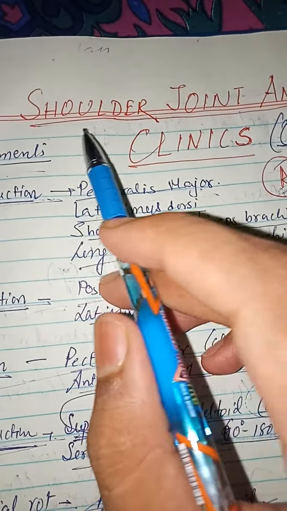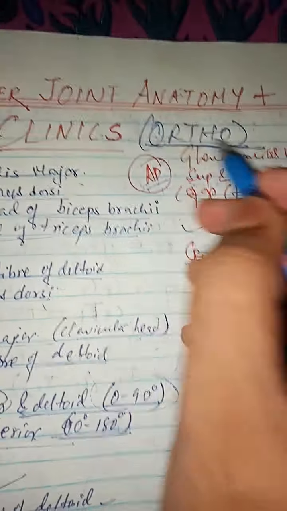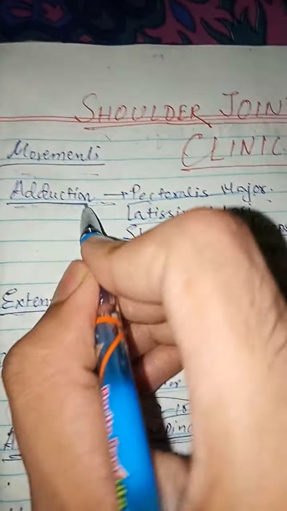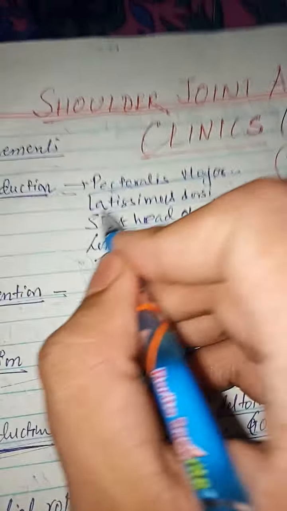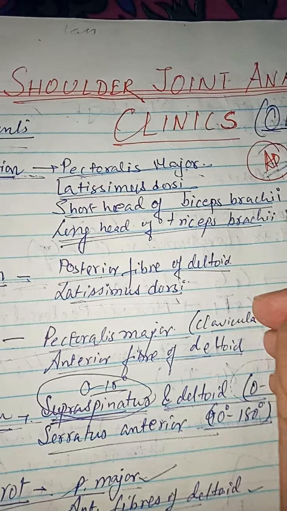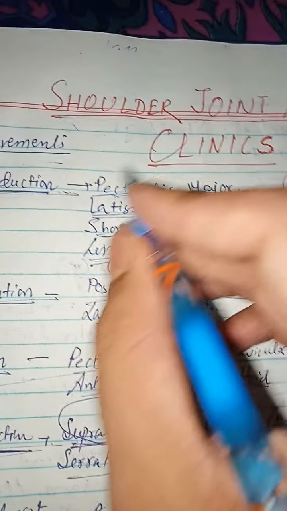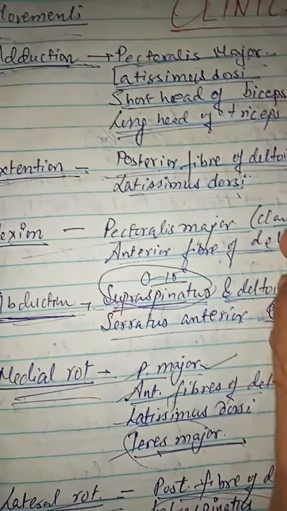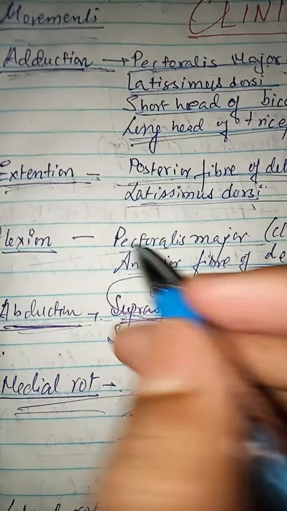Good morning everybody. So today I will discuss the shoulder joint anatomy and clinics, especially as used in orthopedics. The movements of the shoulder joint: adduction is caused by pectoralis major, latissimus dorsi, short head of the biceps brachii and the long head of the triceps muscles. Extension is caused by the posterior fiber of the deltoid and the latissimus dorsi.